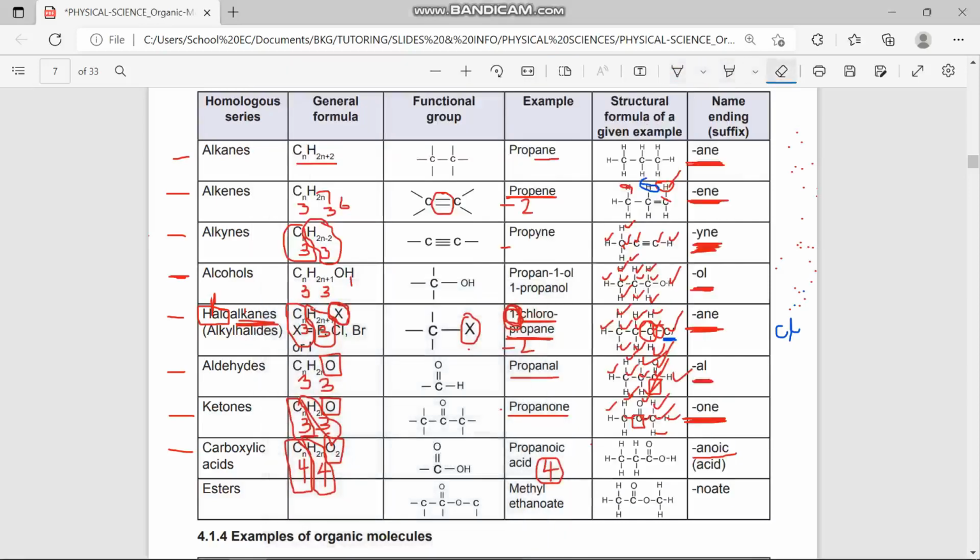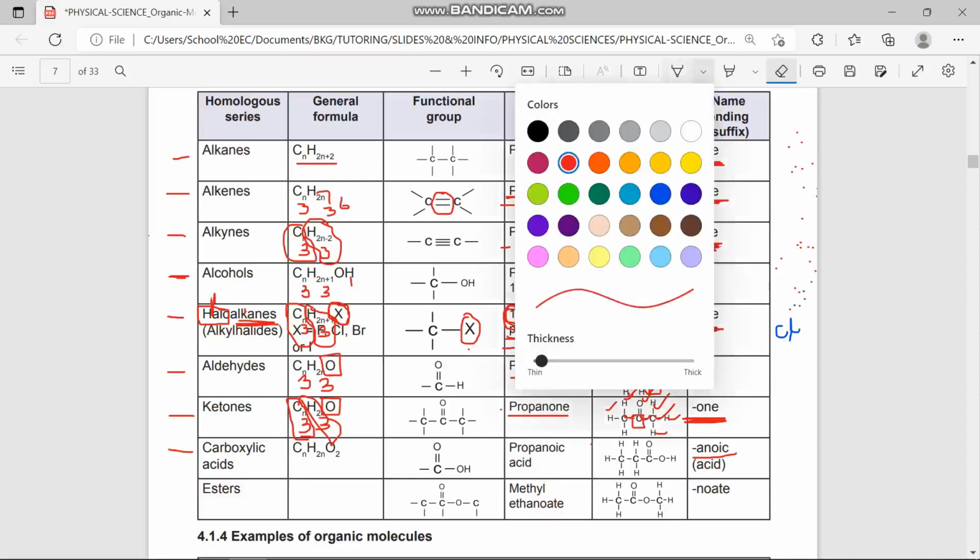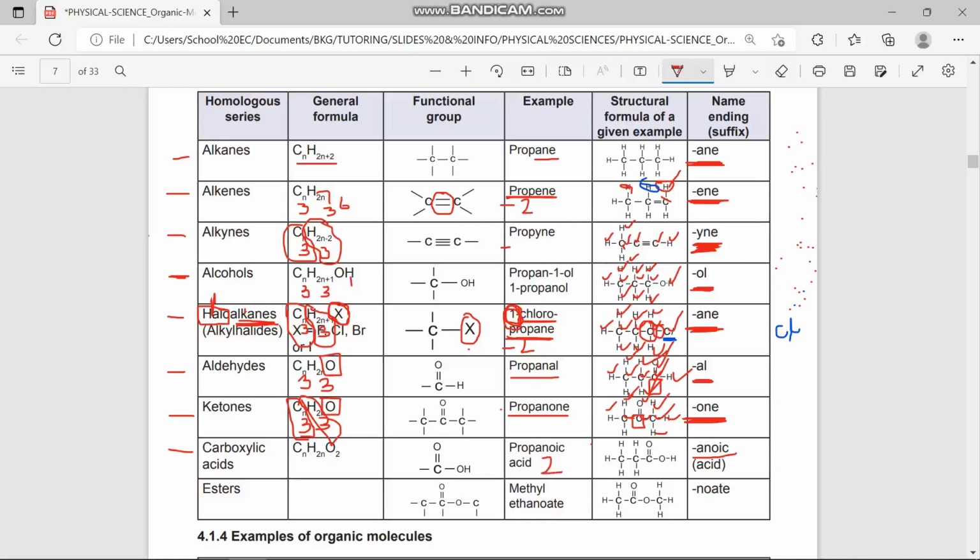Okay, let me rub quickly. Let's do another example. Ethanoic acid. So let's go and substitute. We have 2, so C2H2 2. So ethanoic acid is going to have 2 carbon atoms, 4 hydrogen atoms, and our 2 oxygen atoms are solid there. They don't change. That's how it goes. That is an example of ethanoic acid.